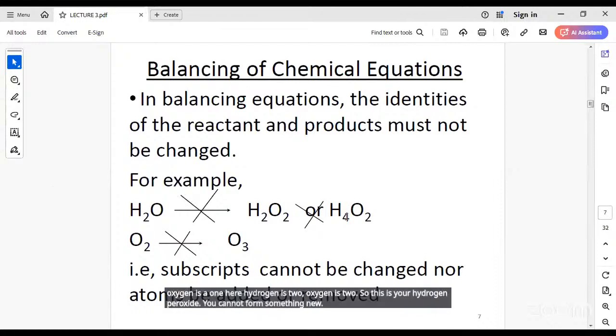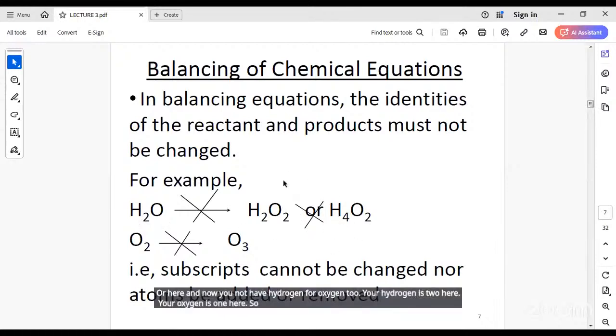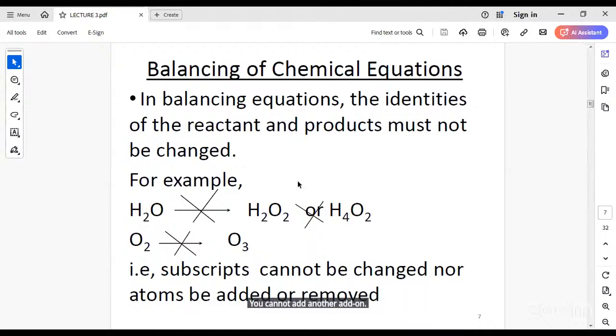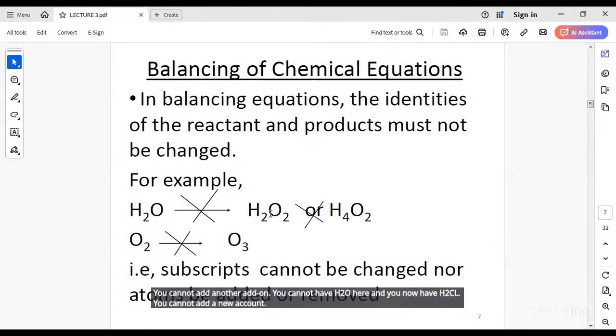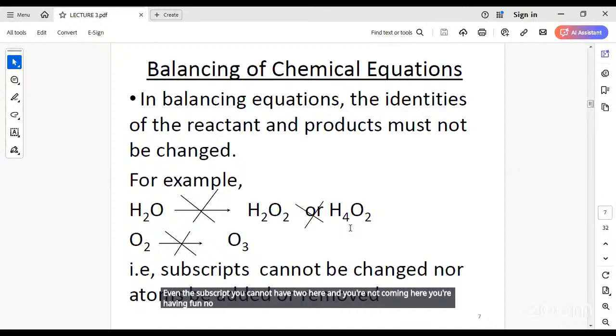Or here, you now have hydrogen 4, oxygen 2. Your hydrogen is 2 here, your oxygen is 1 here. So whatever you are forming here, your hydrogen must be 2 and your oxygen must be 1. Also here, your oxygen is 2, and here your oxygen is 3. So this is your ozone, and this is your oxygen. So what we are trying to say is that subscripts cannot be changed, nor atoms be added or removed. You cannot add another atom. You cannot have H2O here and you now have H2Cl. You cannot add a new atom. Even the subscript, you cannot have 2 here and then have 4. No. Subscripts cannot be changed, nor atoms be added or removed.